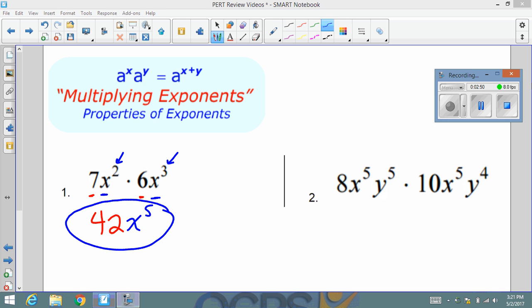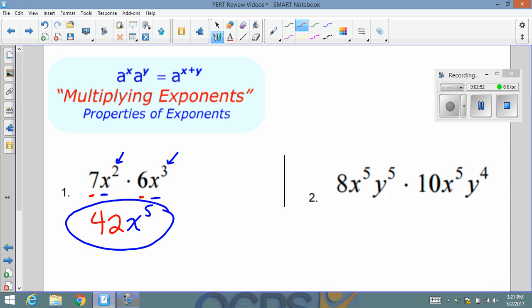I'm still going to start by identifying my coefficients. So those are the big numbers out front. So 8 times 10 is 80. Then I look at my ones with powers. So first, here's my x and here's my x. I'm looking for the ones with the same base. So base of x, I keep the x. And I add the exponents. 5 plus 5 is 10.